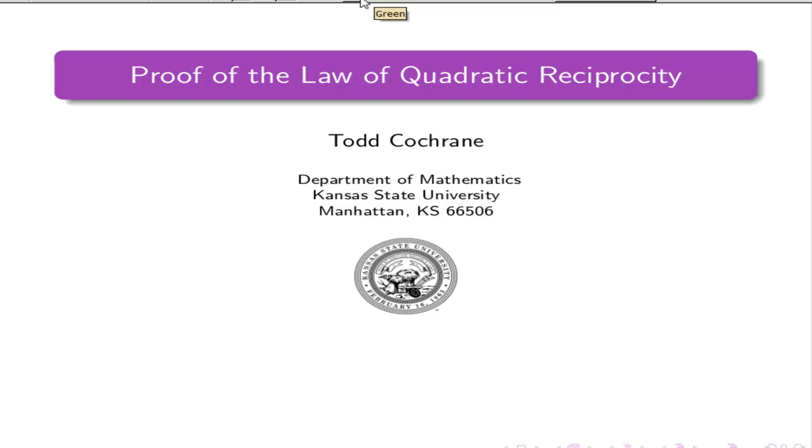So we introduced the law of quadratic reciprocity last time, and today I want to go through a proof. There is no quick and easy proof of it, but the one I'm going to go through is a proof of Gauss, which uses something called Gauss's lemma. I consider it to be one of the most elementary proofs.